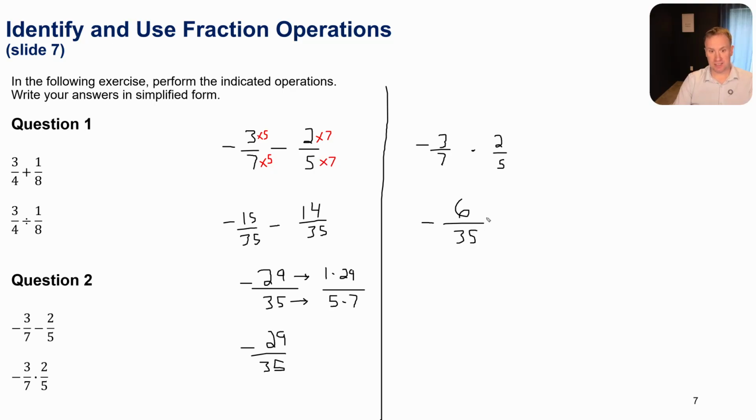Then I ask myself, can I simplify this? Well, the factors of 6 are 2 times 3, and the factors of 35 are 5 times 7, 5 times 7 being 35. You see how there are no common ones? So I can't simplify any of those out. So I am just left with negative 6 over 35 as my result here.